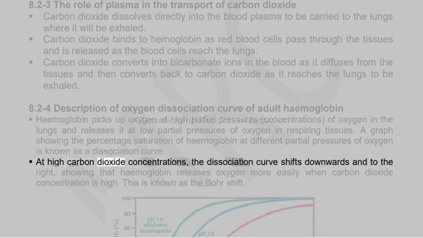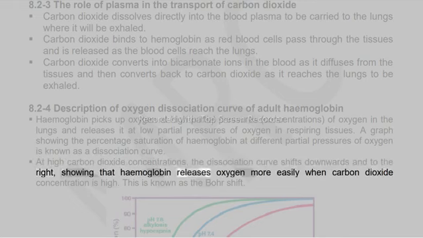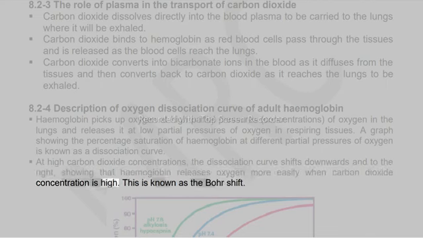At high carbon dioxide concentrations, the dissociation curve shifts downwards and to the right, showing that hemoglobin releases oxygen more easily when carbon dioxide concentration is high. This is known as the Bohr shift.